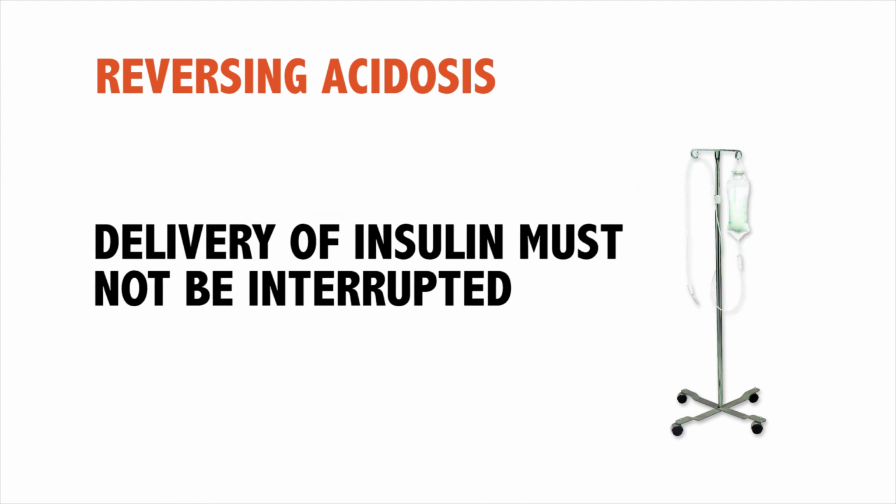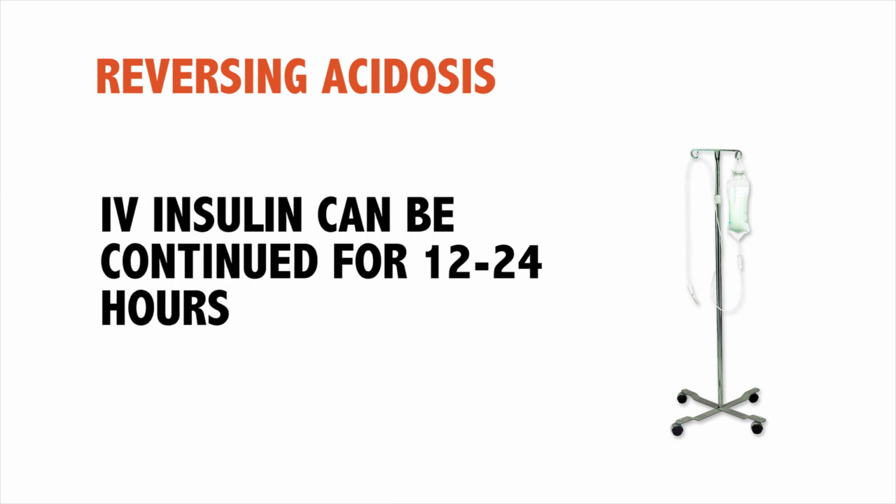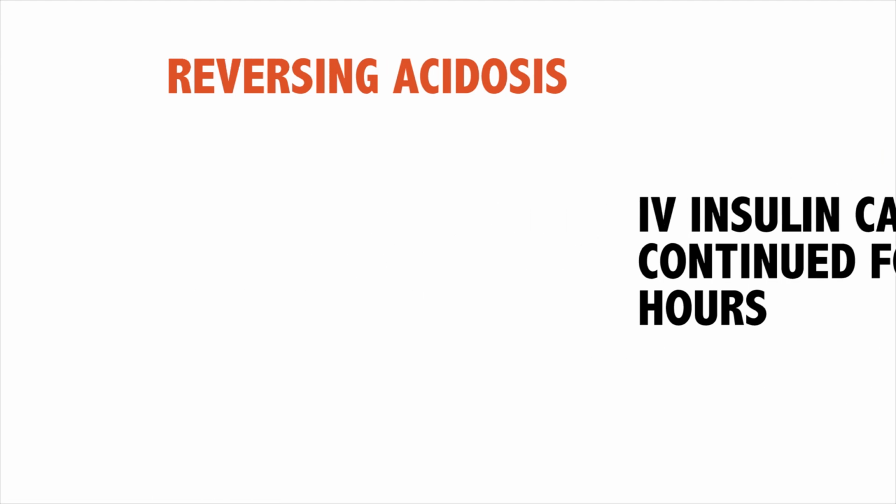Any interruption to insulin delivery results in the reaccumulation of ketone bodies and worsening acidosis. Even if blood glucose levels are normal, insulin should not be stopped. Blood glucose levels usually return to normal before acidosis corrects. Therefore, IV insulin may be continued for 12 to 24 hours until the serum bicarbonate levels reach 15 to 18 millimoles and the individual can eat and drink normally.